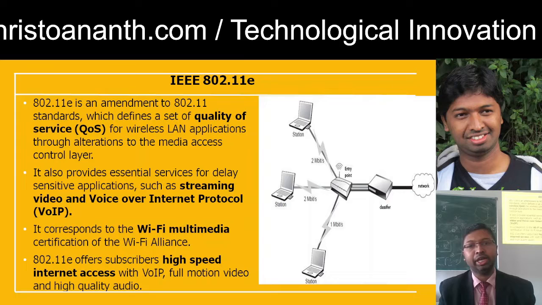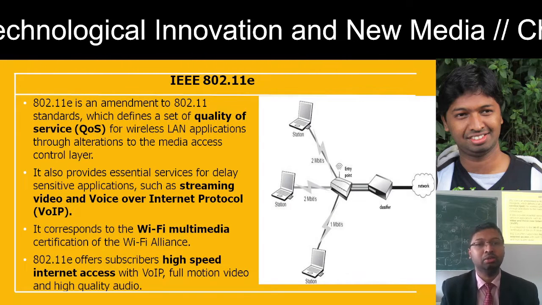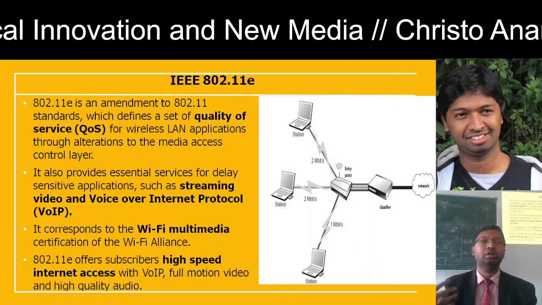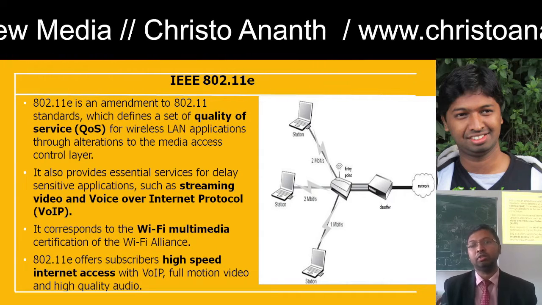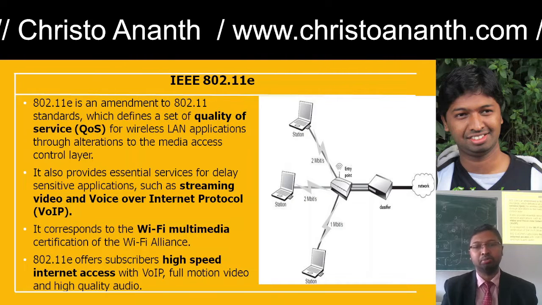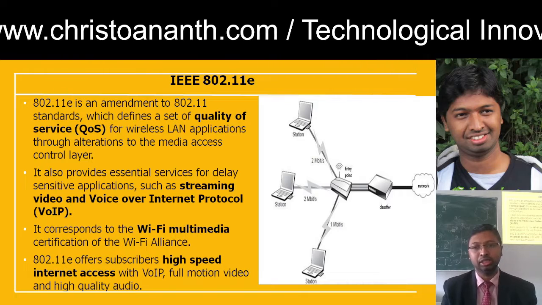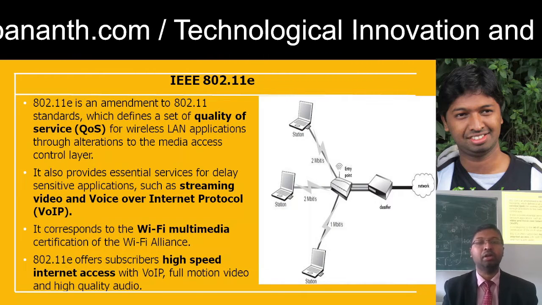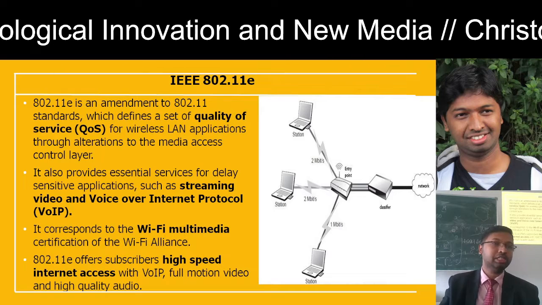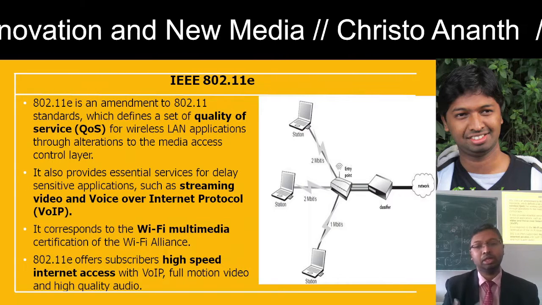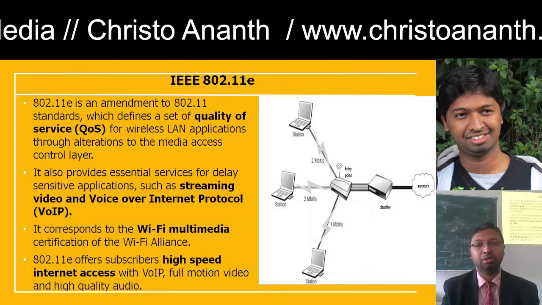So this is IEEE 802.11e, especially for quality of service for the wireless LAN. You will be using this one. Here you are going to provide alterations to the media access control layer. So for streaming video or voice over internet protocol, you can use this IEEE 802.11e standard. Generally for Wi-Fi multimedia, you will be using this one, and of course with high-speed internet access and voice over IP, you can go with full motion video and high quality audio also.